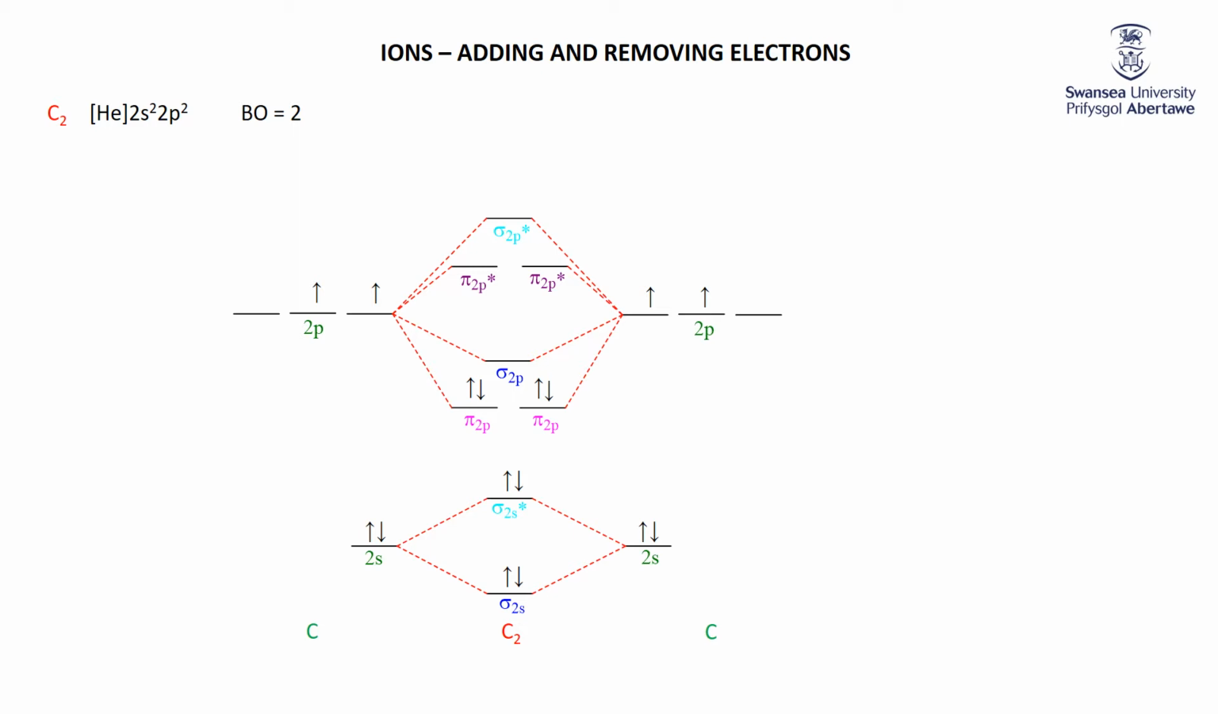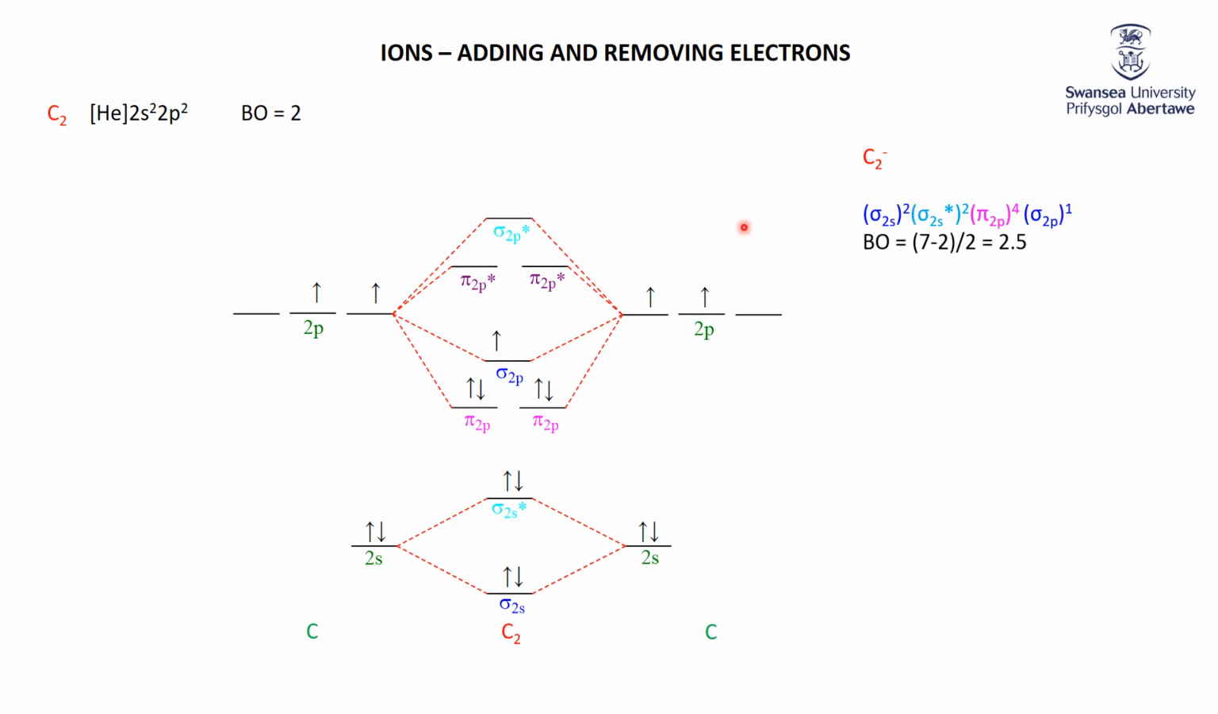So anyway, starting off with C2, this was the picture we drew before, bond order of 2. Now let's think what would happen if instead of C2 I looked at C2 minus, so adding an electron. Where does that electron go? Well, it will go into the sigma 2p. That's the next one up. So the electron configuration: sigma 2s2, sigma star 2s2, pi 2p4, and then sigma 2p1.